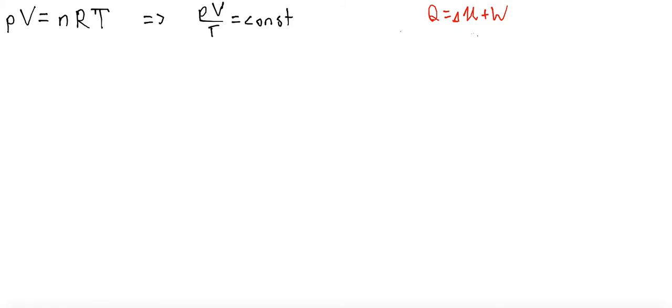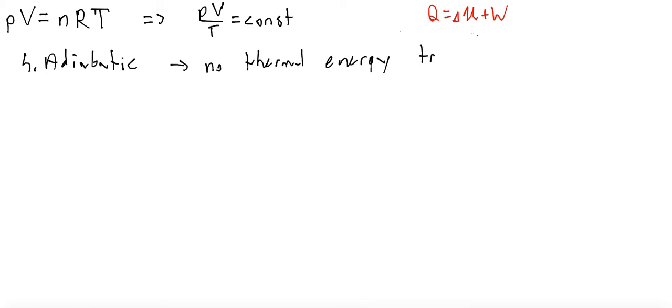Okay, so what does adiabatic process mean? Adiabatic. Okay, adiabatic process is a process where there is no thermal energy transfer between the gas and the surroundings. So no thermal energy transfer between the gas and the surroundings.